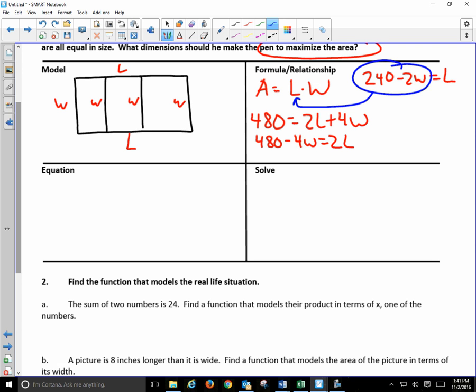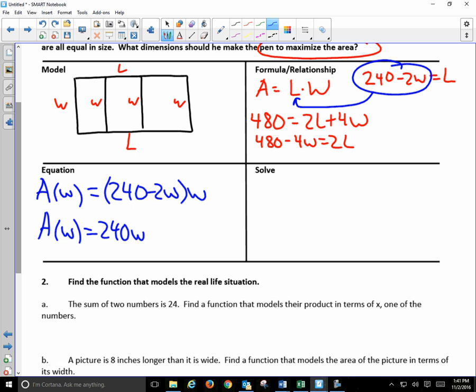Okay? So I now have area, and I'm going to write it as a function. What is the variable that's going to be in this equation? W is in, so area in terms of W is equal to the quantity 240 minus 2W times W. Or area in terms of width is equal to 240W minus 2W squared.